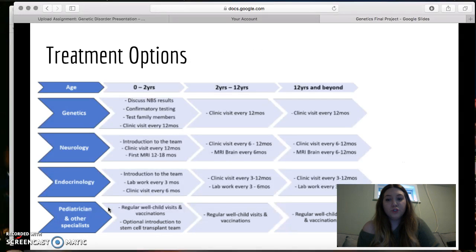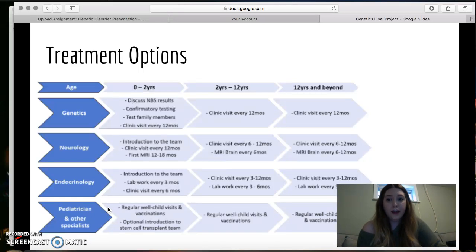And then I put some treatment options throughout the different ages, so different aspects between the genetic treatments, neurologic treatments, endocrinologic treatments, and pediatrician and other specialists. Just discussing results, confirming testing, introducing them to different teams, knowing what testing they should be getting done regularly, MRIs, lab work, clinic visits. So I'll leave this up for a second just so everyone could look at it if you wanted to pause it. I know that the MRIs are very important just to track the demyelination in the brain.